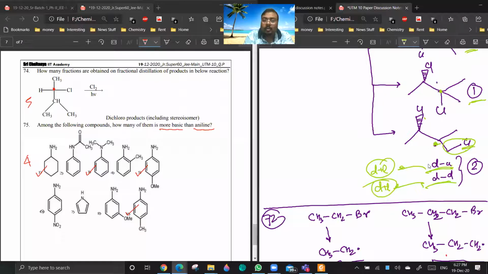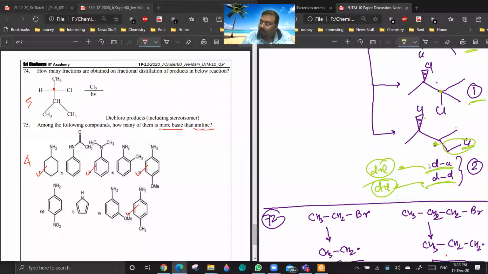Are you getting a point? D and L should be considered as one, but here D and up, down and up and down and down should be considered different, yeah? Yeah, because they are diastereomers, no? Yes, sir. So that is why. Is it clear? So even the other carbon with chlorine is also chiral, right?